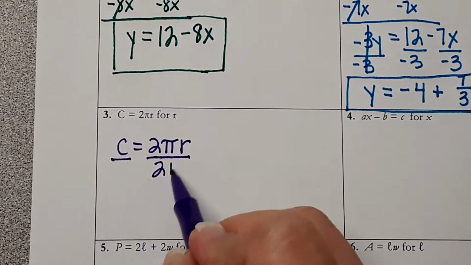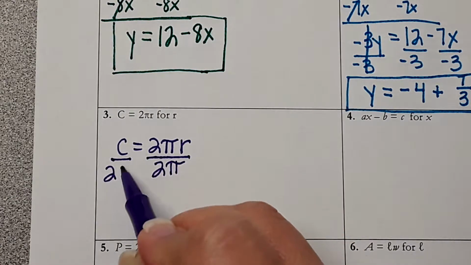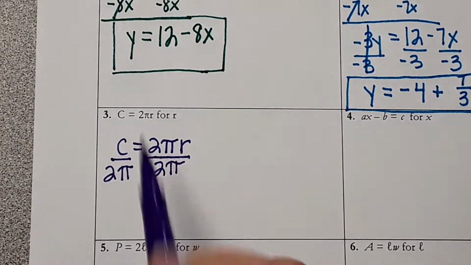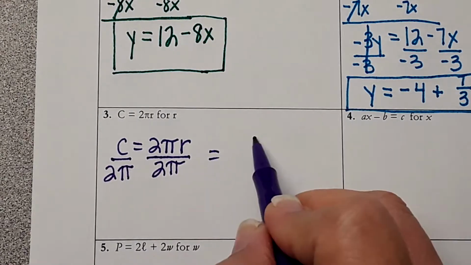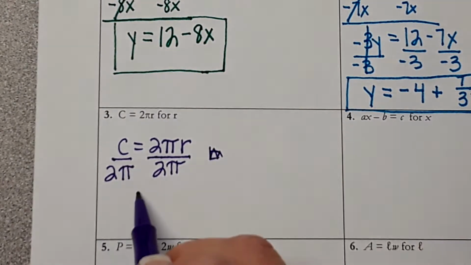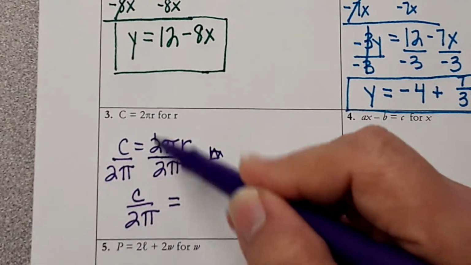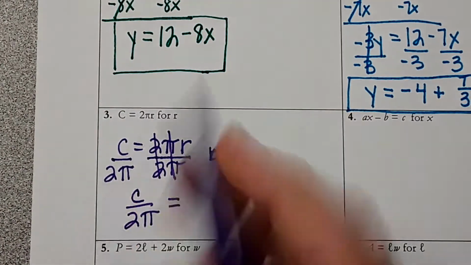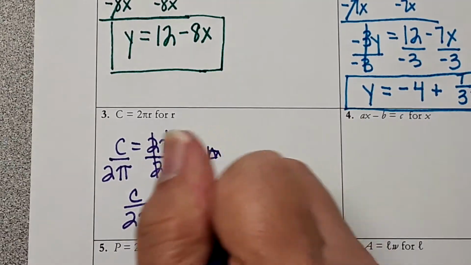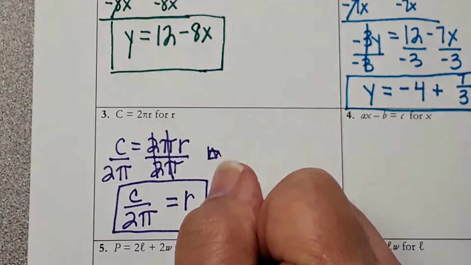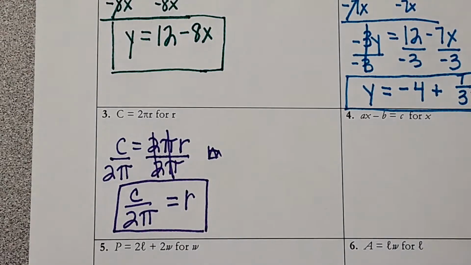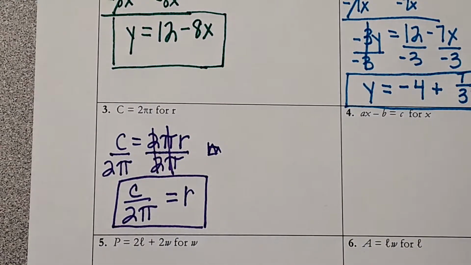So I can divide by everything that's not r. And everything that's not r is the 2 pi. And I'm going to put 2 pi over here. C divided by 2 pi is c over 2 pi. These 2's cancel out. This pi cancels out. And I'm left with r. Okay? So again, you have to ask yourself, is there any adding or subtracting? Because if there's adding and subtracting, then that changes things a bit.